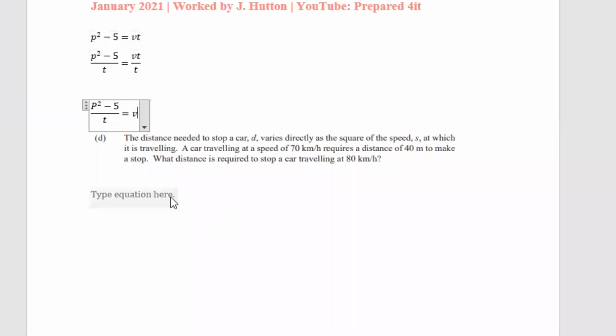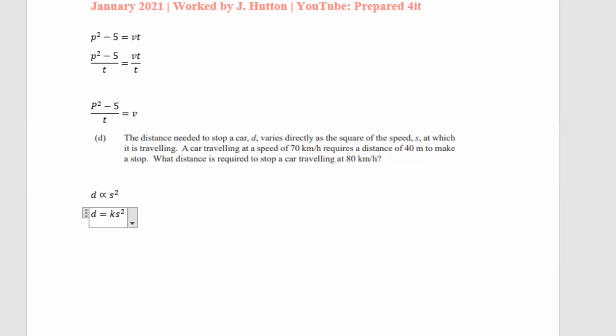Part D now says the distance needed to stop a car, d, varies directly as the square of the speed. So d varies directly as the square of the speed. So we're squaring the speed at which it is traveling. Therefore this will be the same as d is equal to k, which is our constant, multiplied by s squared. So k is our constant of proportion, just writing as we go along.